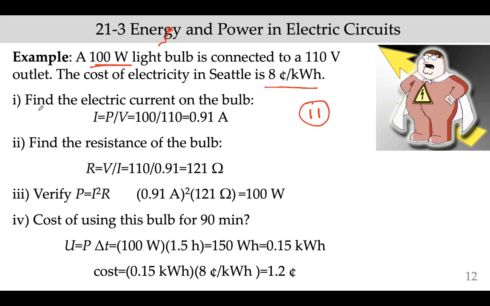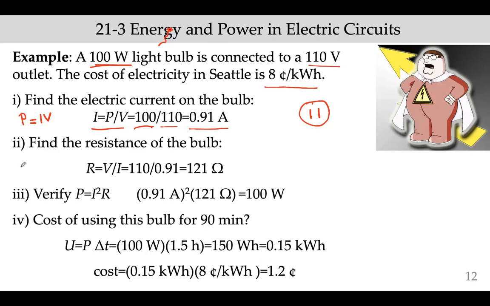Now the first part of the question is find the electric current on the light bulb. Since the power is given, and the resistance of the light bulb is not given, we can use this formula. From here, we can write current as power divided by voltage. The power is 100 watts divided by the outlet voltage, 110, and it turns out the light bulb draws 0.91 amperes of current.